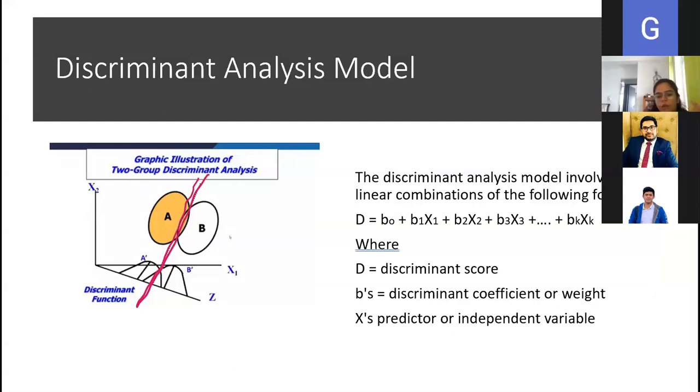So what a discriminant analysis model does is, it gets this discriminant score and it creates this discriminant function. If you have 2 groups, say male and female, A and B, then it arrives at this discriminant function so that it separates these 2 categories.